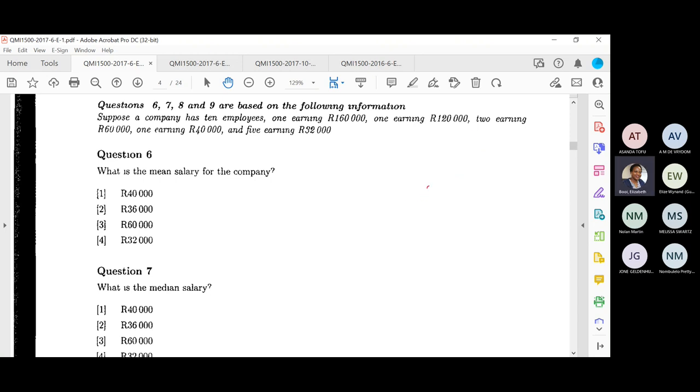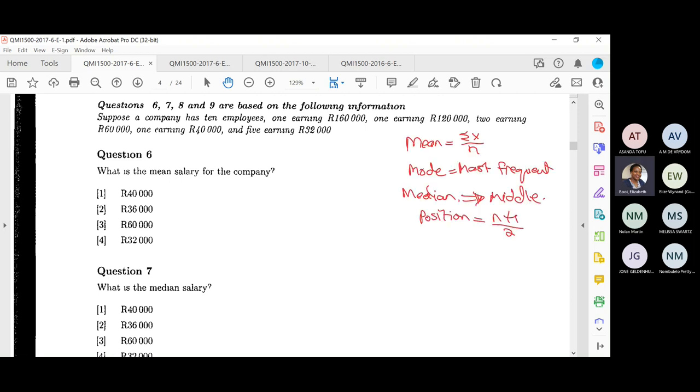Then you have the median. The median is your middle value. Before you can find your middle value, it's always advisable to find the position first, by using n plus 1 divided by 2. So it means you take the total number of values that you have, you add 1 to that and you divide by 2. And once you have the position, then you can count towards where that position is, and then that is your middle value.